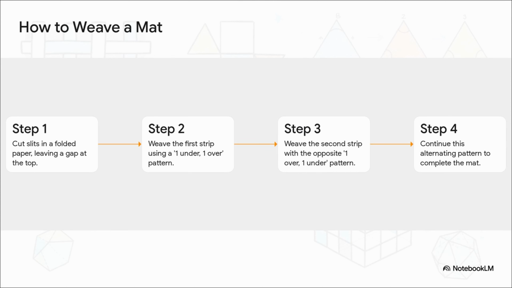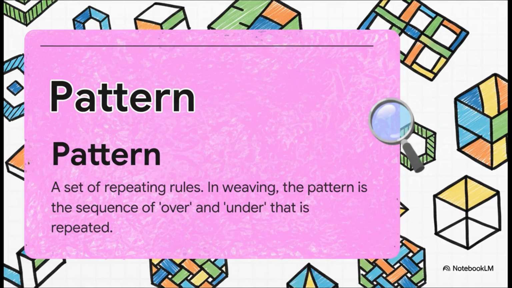That's it. And by following that one alternating instruction, you start to see this strong, flat mat just appear out of a bunch of individual strips. It's really our first glimpse of how order can come from a simple, repeated action. And that right there, that's our core concept. See, a pattern isn't just some pretty design, it's really a set of repeating rules. For our little mat, that simple over and under sequence is the rule that guarantees what we get in the end. It's basically predictability in action.